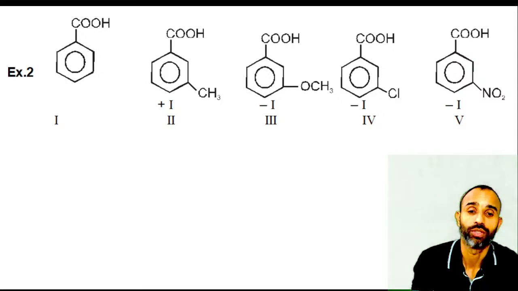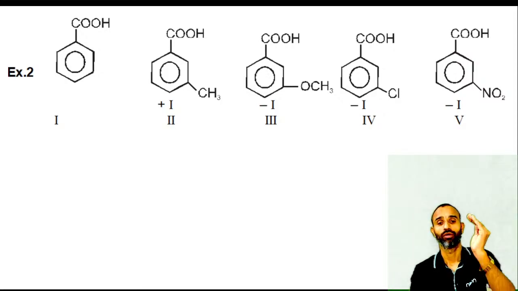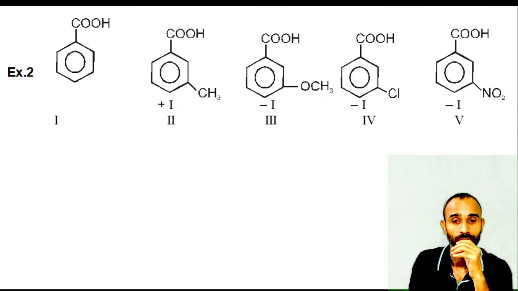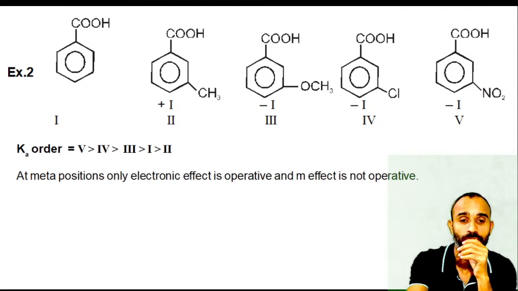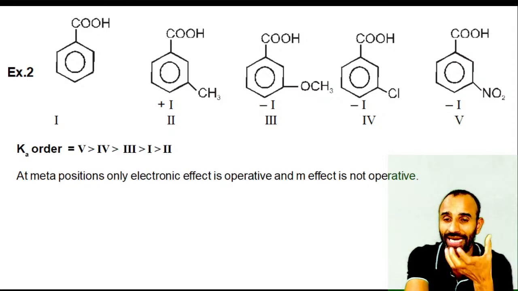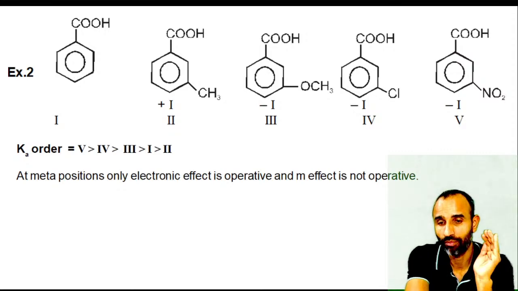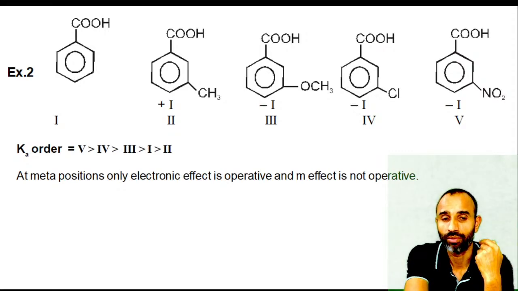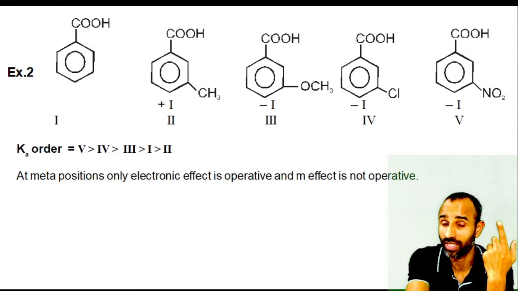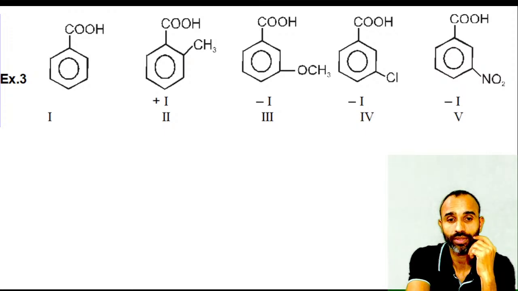What about this? Methyl, methoxy. It is 5, 4, 3, 1, 2, because nitro group has a higher minus I effect than chloro. Chloro has higher than methoxy, and you know methyl has plus I effect.